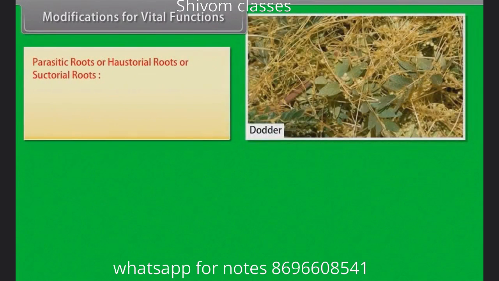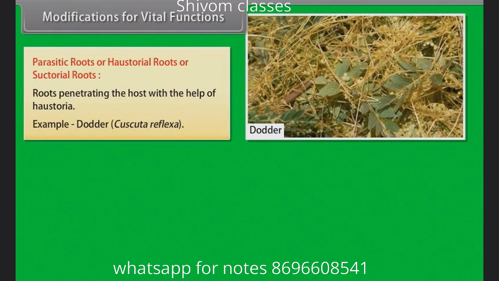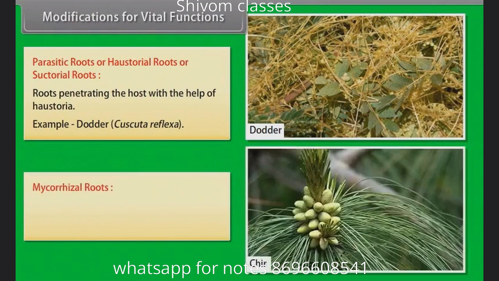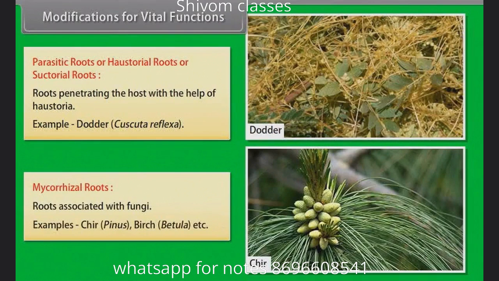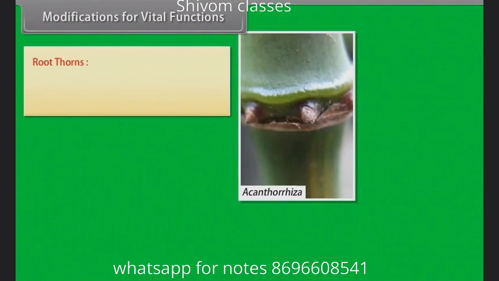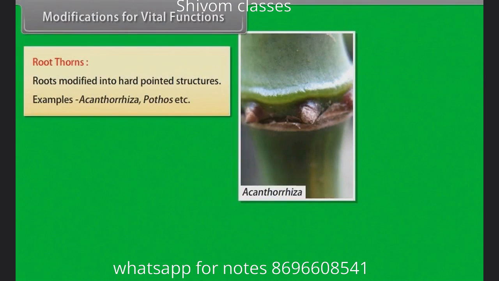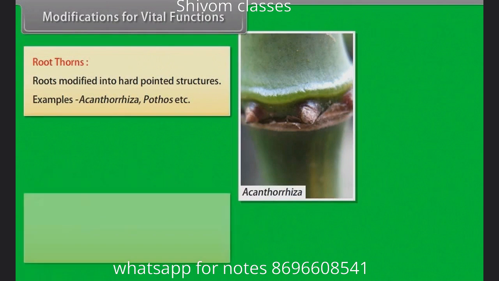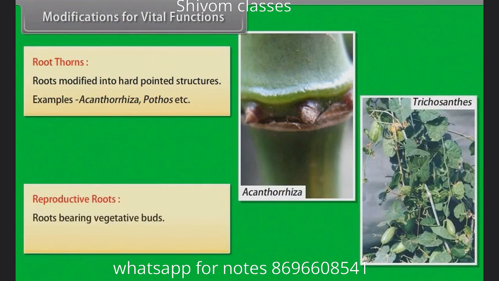Parasitic roots or haustorial roots or suctorial roots. Roots penetrating the host with the help of haustoria. Example: dodder. Mycorrhizal roots. Roots associated with fungi. Examples: pine, birch, etc. Root thorns. Roots modified into sharp-pointed structures. Examples: Acanthorhiza, pothos, etc. Reproductive roots. Roots bearing vegetative buds. Examples: Trichosanthes, Ipomoea, etc.